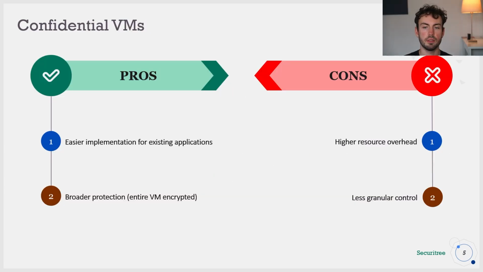Now that we have looked at both CVMs and C containers in detail, let's summarize their pros and cons. Let's start with confidential VMs. They are easier to implement for existing applications. You can often just lift and shift your current VMs into a confidential environment. They provide broader protection. Everything in the VM is encrypted, so you don't have to worry about missing anything. The resource overhead is higher. Encrypting everything comes at a cost in terms of performance and resource usage. You have less granular control. You can't easily choose to only encrypt part of your application.